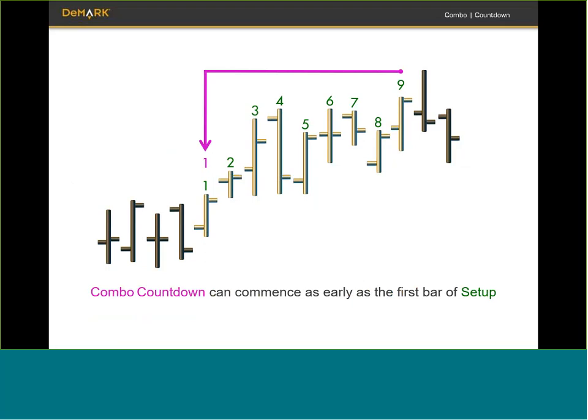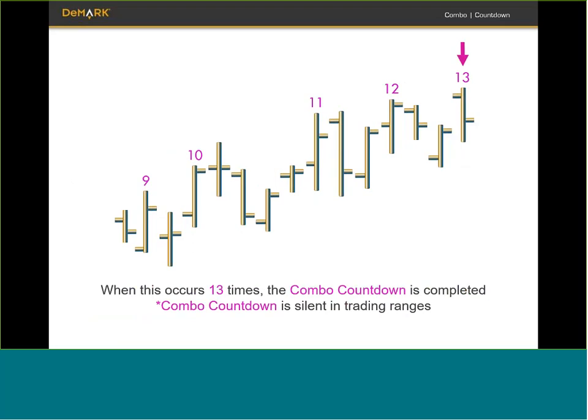And combo, having the same basic requirements as sequential, has subsequent additional rules that mean that combo is silent in a trading range. So where sequential can count in a range-bound market, in a flat market, a choppy market, combo is only going to count in a directional trending market, because combo requires that the close of each purple combo bar exceed the close of the previous combo. So it requires continued extension of the trend throughout the move.